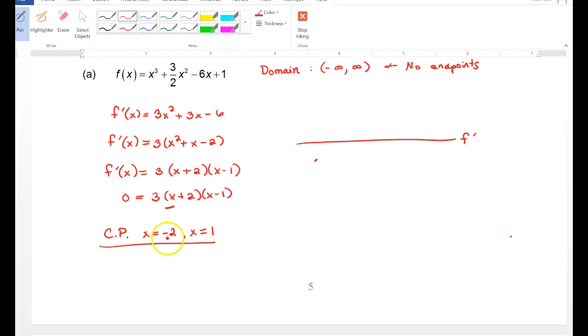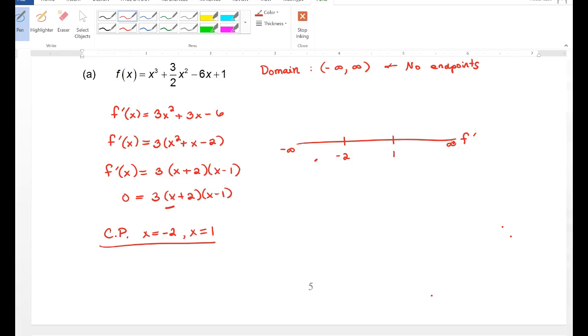So I'm going to now put on my number line any critical points and any endpoints. So my critical points were negative 2 and 1. And we said there were no endpoints, so I'm just going to put here negative infinity to infinity just to kind of have a reference there.